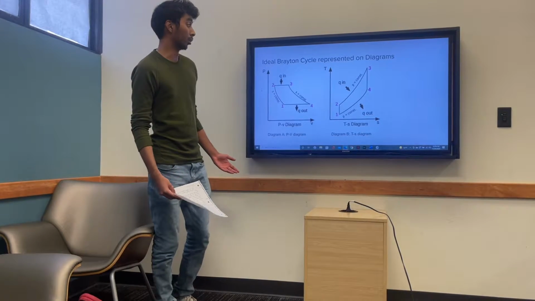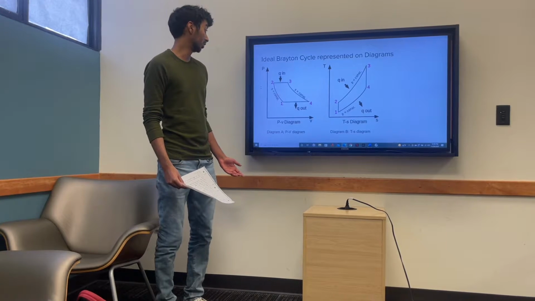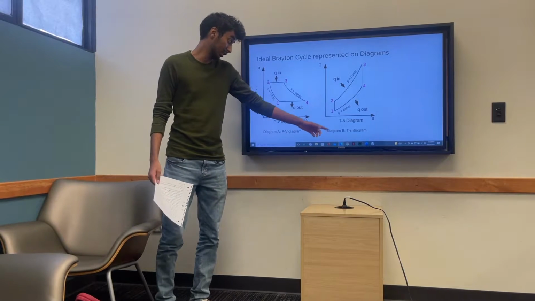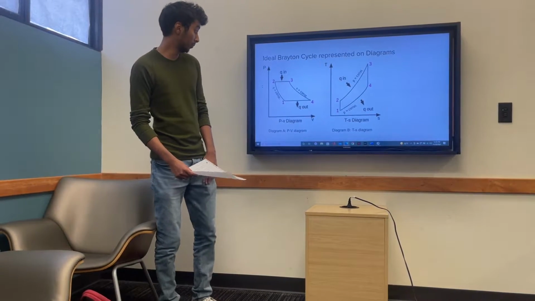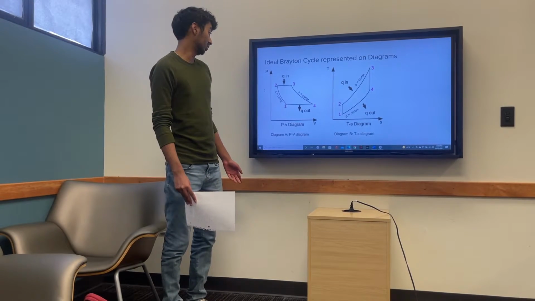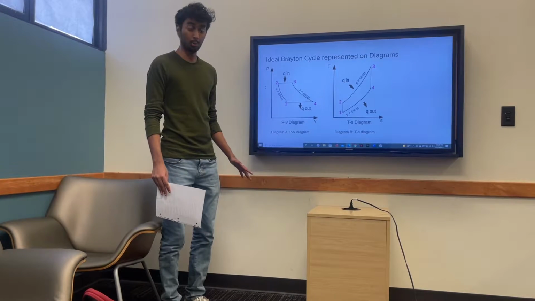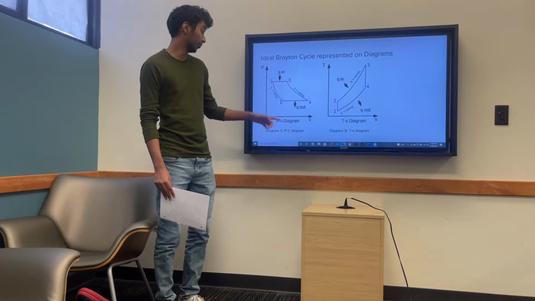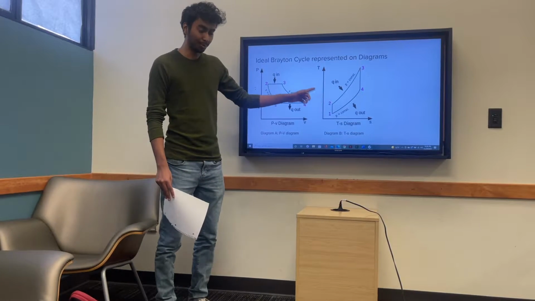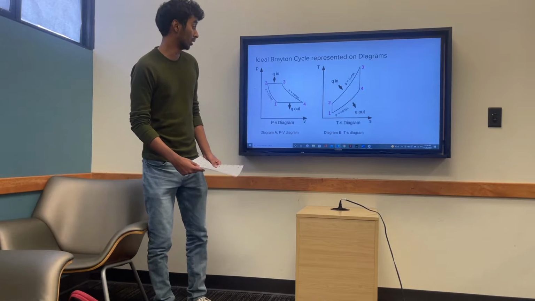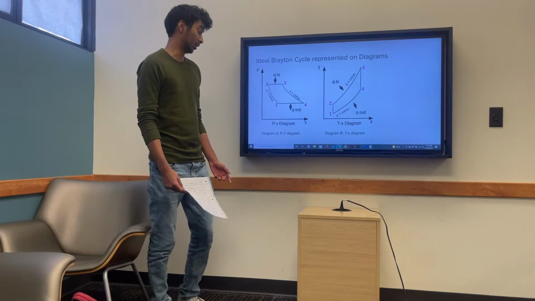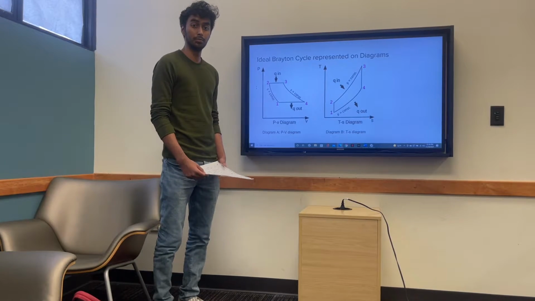So here's the ideal Brayton cycle represented on diagrams. Here's the PV diagram, or pressure-volume diagram, and here's the TS diagram, or temperature-entropy diagram. Some things to point out in these diagrams: for processes 4 to 1, pressure remains constant, as well as for processes 2 to 3. For processes 1 to 2, entropy remains constant, and for processes 3 to 4, entropy also remains constant. Heat is being added in processes 2 to 3, and heat is being removed in processes 4 to 1.